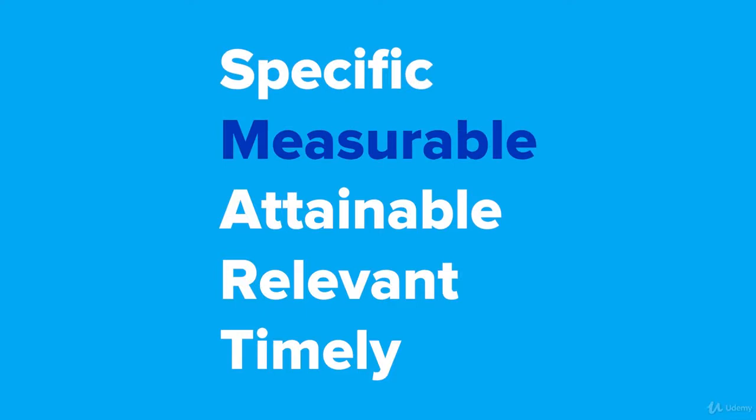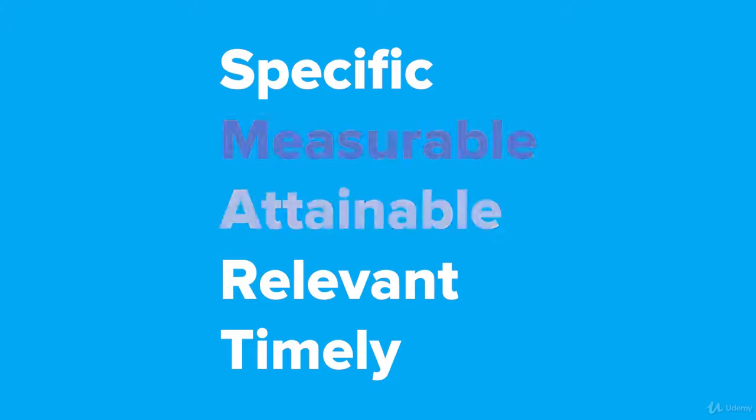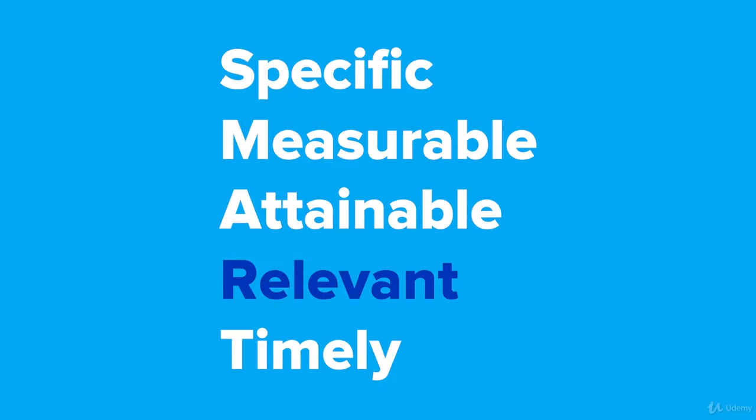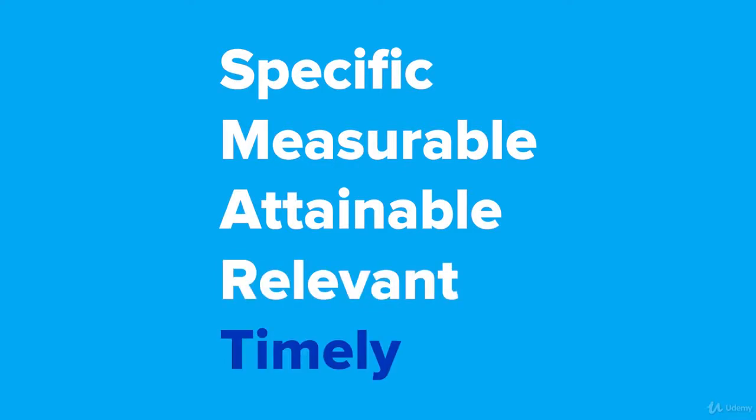Then the M means measurable, that means your goal should be something you can measure using actual numbers so you can actually determine success. Then the A is attainable, which means setting goals you can actually achieve and understanding how you will achieve them. Then R is relevant, which means the goal should be something that's relevant to the overall purpose and the resources you're prepared to use. Then T is timely, which means your goal is something you plan on achieving within a certain time frame, meaning you have a due date.